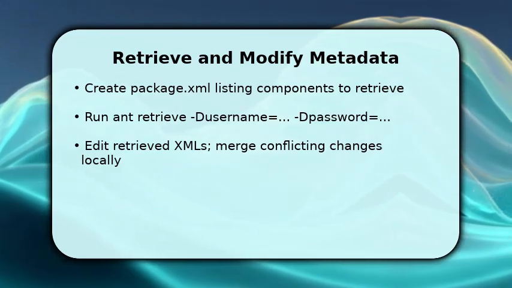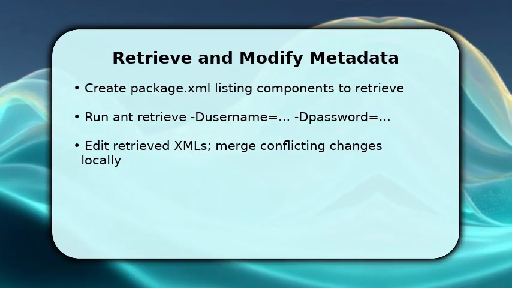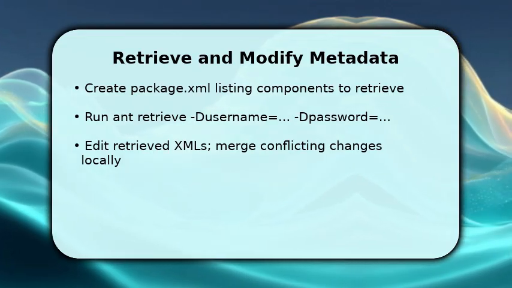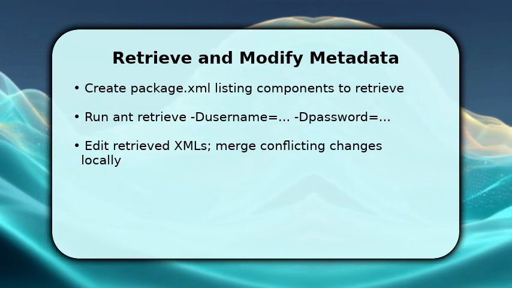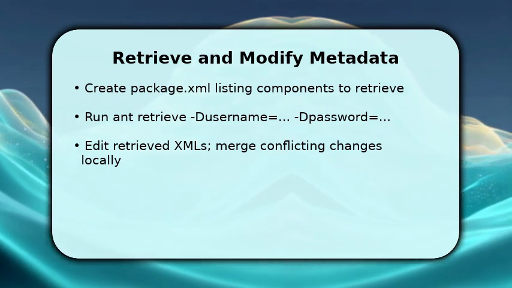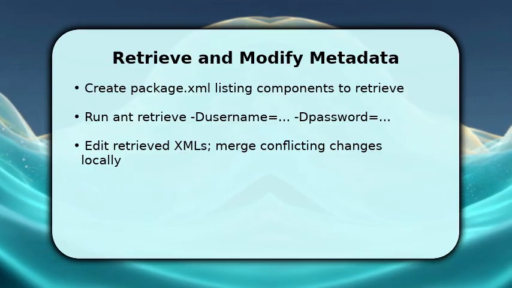After retrieval, inspect the src directory and modify XML or code locally. Make intentional merges where conflicts exist. Because Ant is file-based, you can use Git to manage changes. Commit before deployment to preserve a clean history.